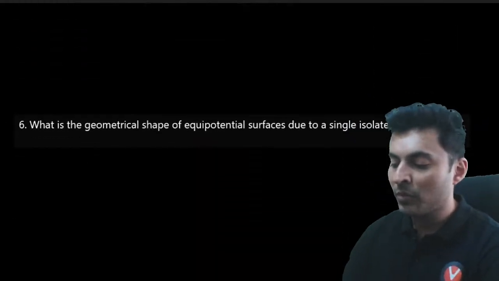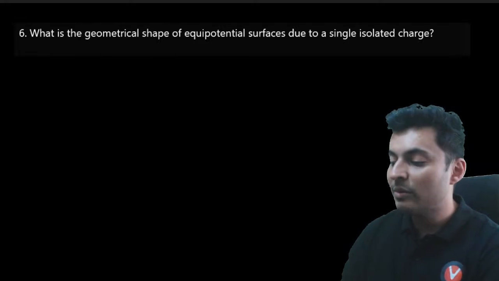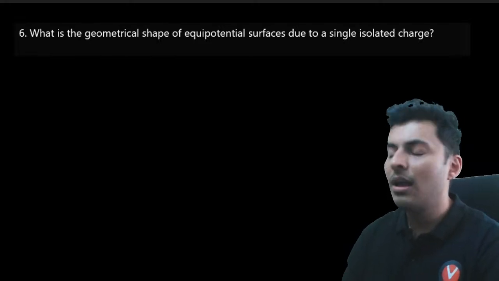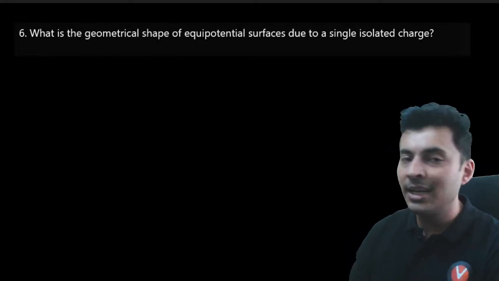What is the geometrical shape of an equipotential surface due to a single isolated charge?